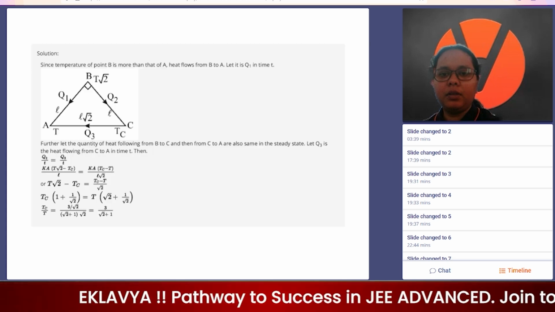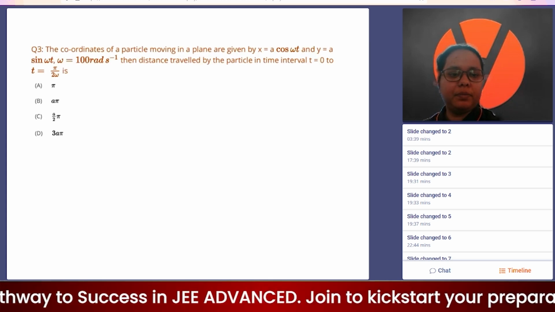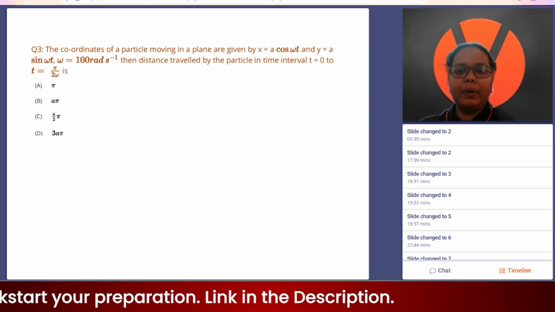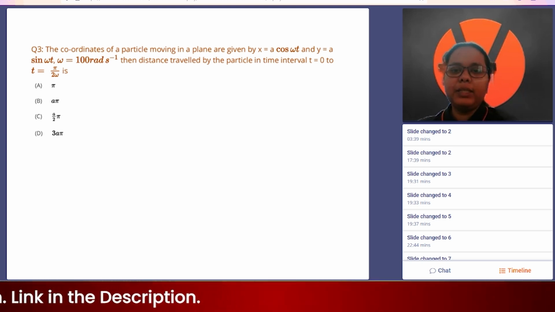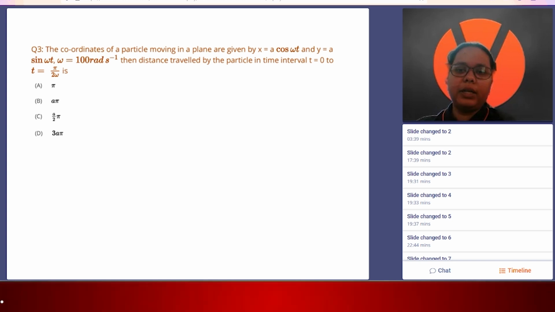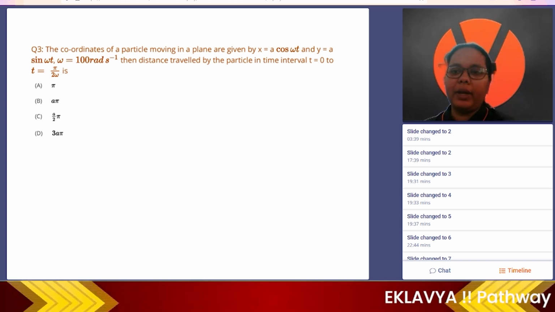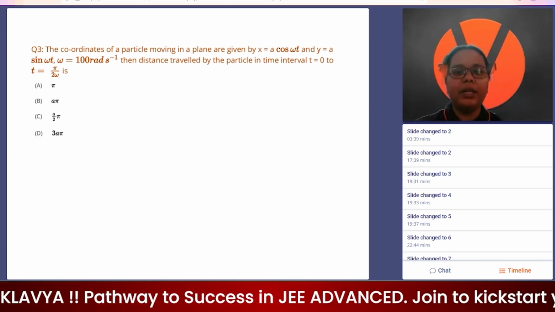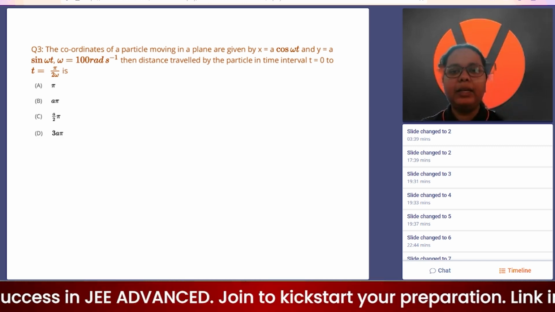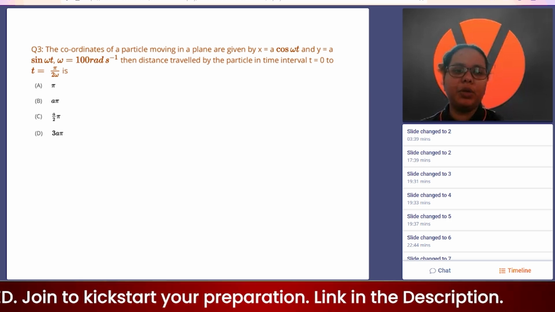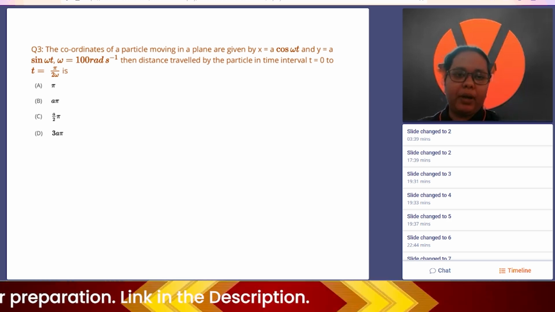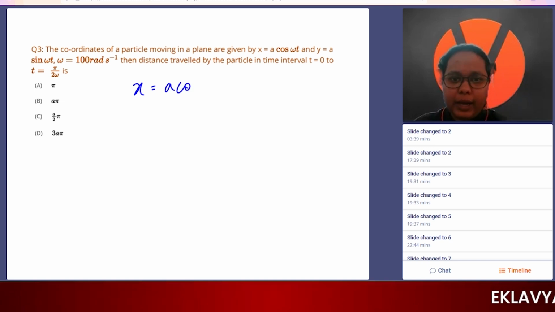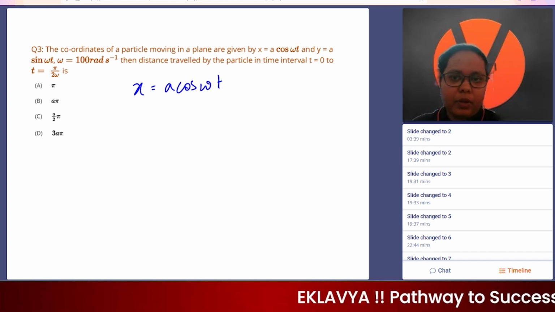Next question. The coordinates of a particle moving in a plane are given by x is equal to a cos omega t and y is equal to a sin omega t. Omega is equal to 100 radian per second. The distance travelled by the particle in the time interval t is equal to 0 to t is equal to pi by 2 omega. See here what they mention is coordinates. So what is x and what is y? They mention.